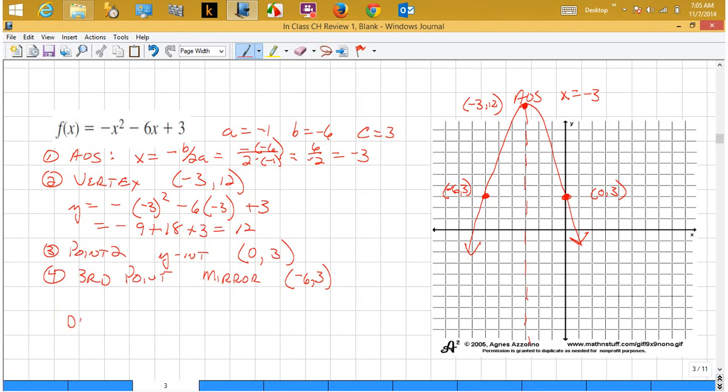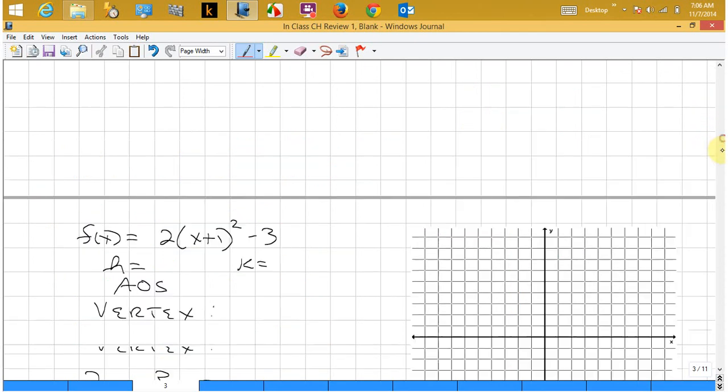The domain, like before, is going to be all reals. In interval notation, it'll look like this. The range, you can see that it's all the y values that are less than or equal to my vertex, which is 12. So how I would write that in interval notation, we're going to say it's negative infinity all the way up to 12 with a closed bracket on the 12. Okay, next problem.